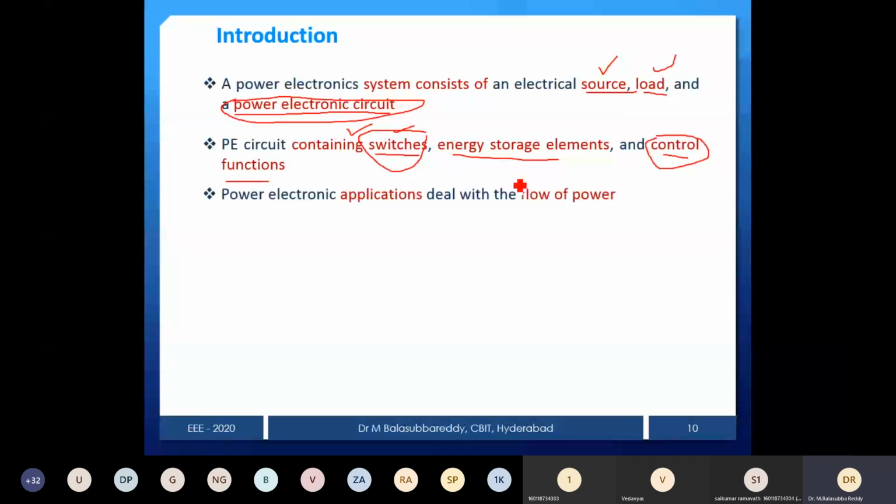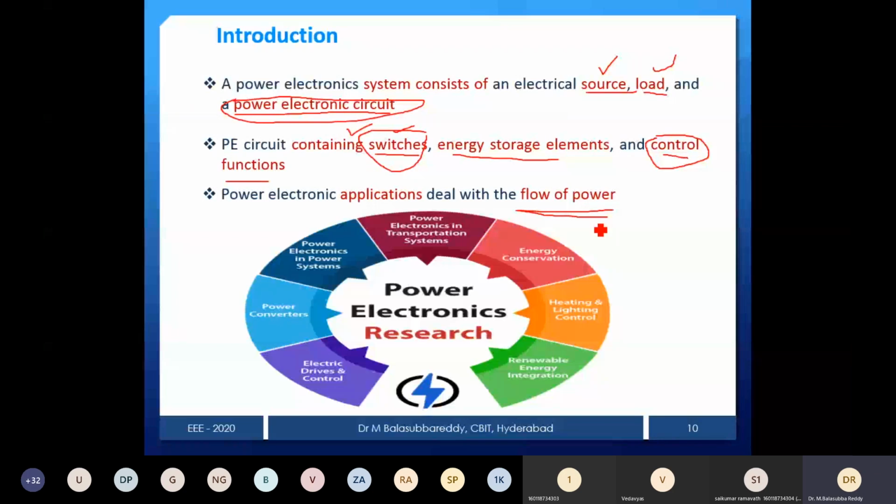So these are some applications that deal with flow of power. Any controller deals with flow of power only, nothing but controlling the power. Now there are some applications or research areas in power electronics you can observe. Many things: power systems, electrical drives, renewable energy integration, light control, fan control, energy conservation. Like that, in many areas power electronics comes into the picture.